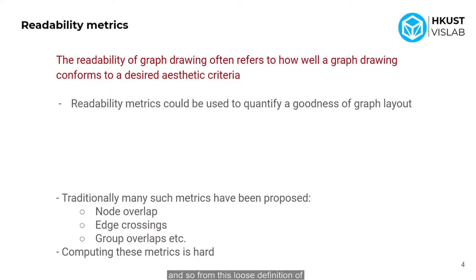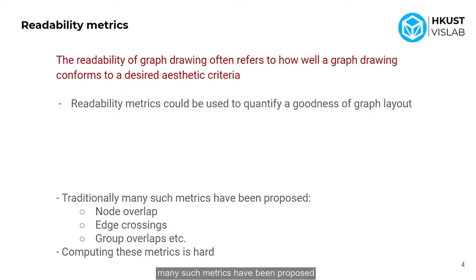And so from this loose definition of aesthetic properties, we can make it more quantitative by talking about metrics themselves, specifically readability metrics of a graph. The readability of a graph drawing often refers to how well a graph drawing conforms to a desired aesthetic criteria or conforms to a particular range of readability metric values, as the readability metrics can then be used to quantify the goodness of a graph layout.